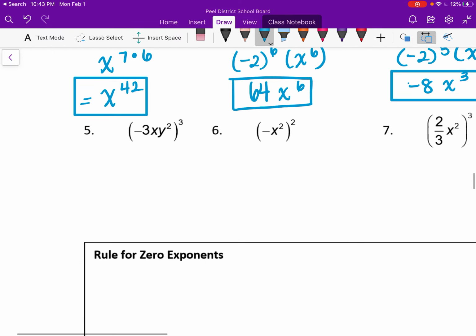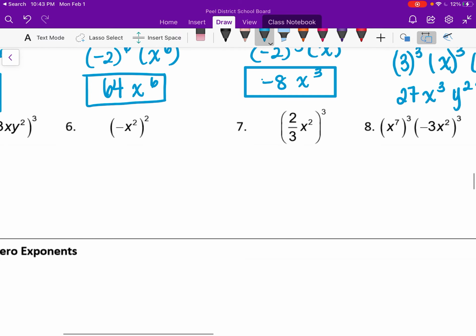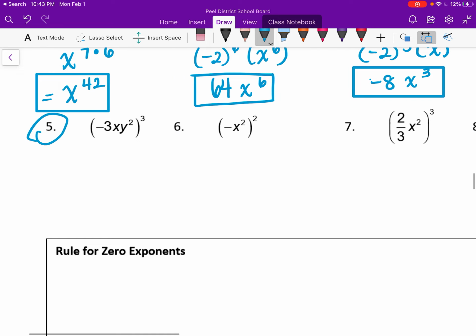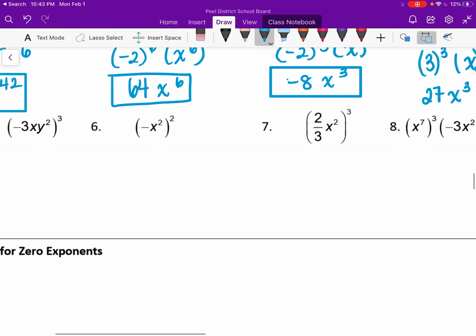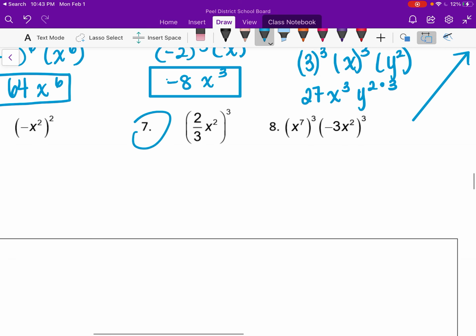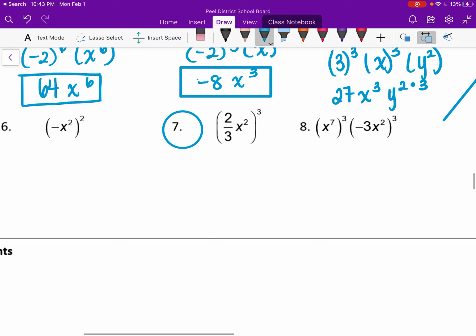So coming back, I'm going to let you do all of these by yourself. I'm going to do example 5 with you because it's similar to what we just did, but it is more complicated. And then we'll do 7 together. And the rest of them you can do by yourself.